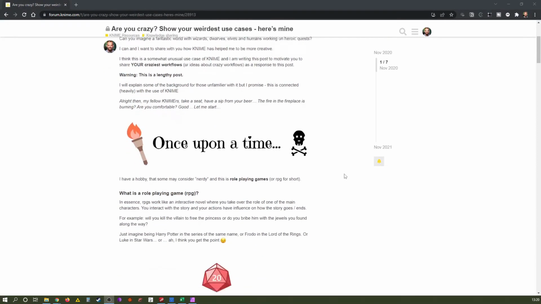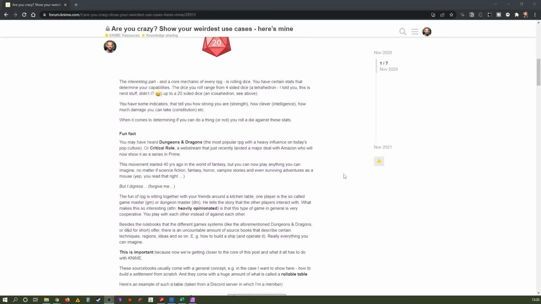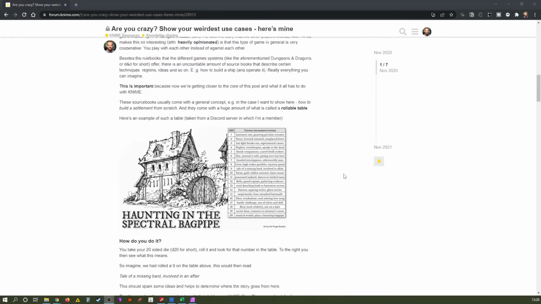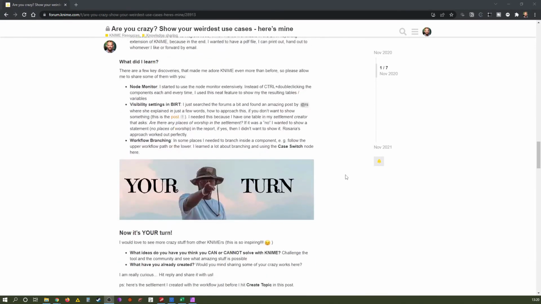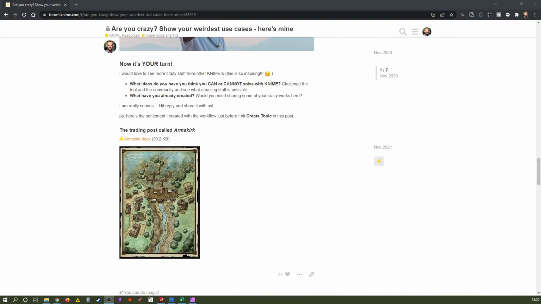Number 1. Are you crazy? Show your weirdest use case. Here's mine. This is my automated settlement creator, where I use Knime to create role-playing settlements from small trading posts to a huge metropolis with PDF output and including story hooks and role-playing ideas.